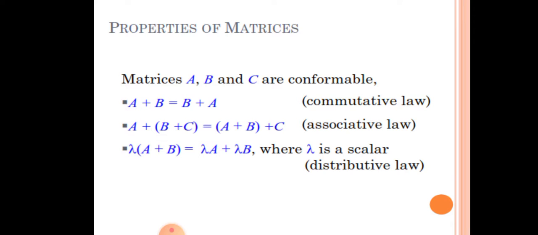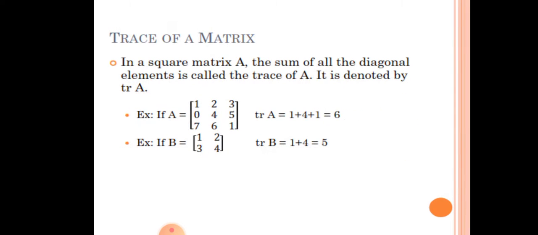The remaining properties are the commutative law, associative law and distributive law. A plus B equals B plus A is the commutative law. Then the associative law: (A plus B) plus C equals A plus (B plus C). And lambda of (A plus B) equals lambda A plus lambda B, where lambda is a scalar. This is the distributive law.